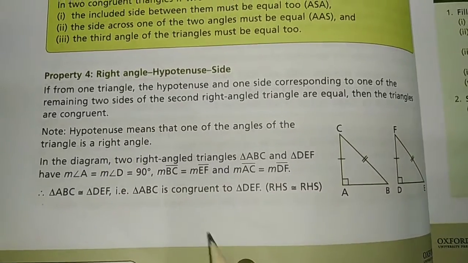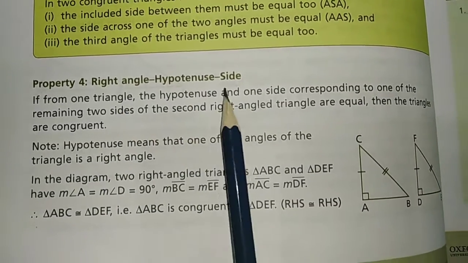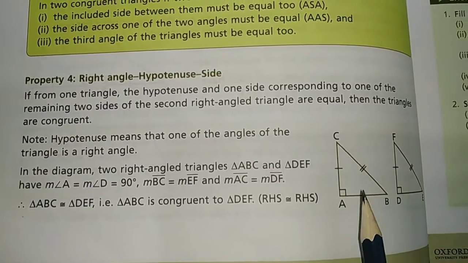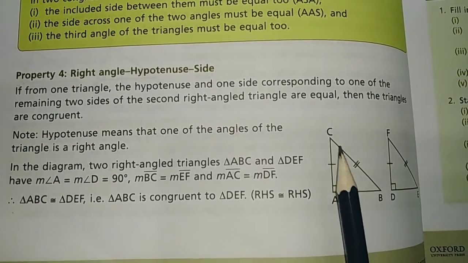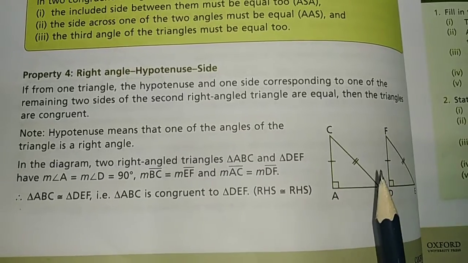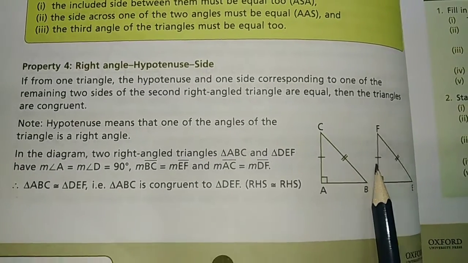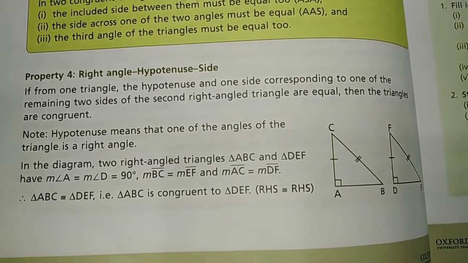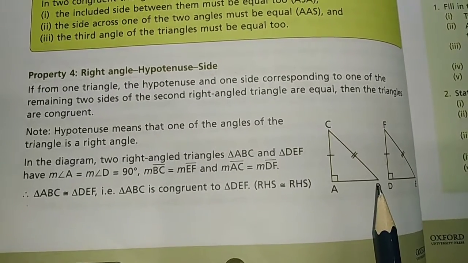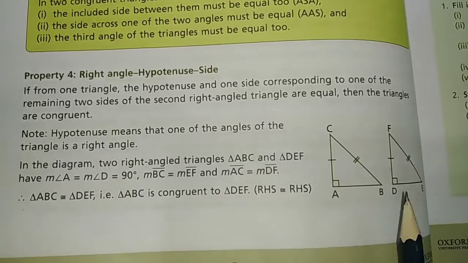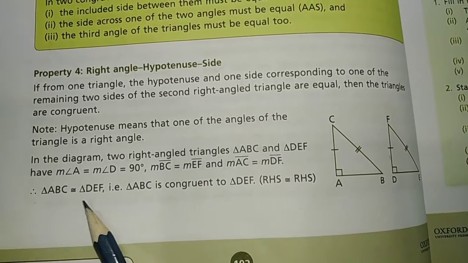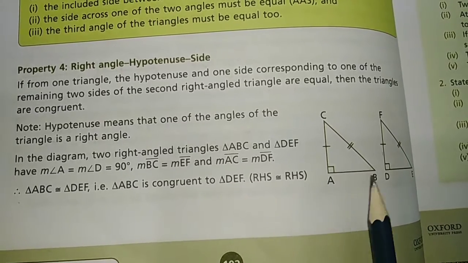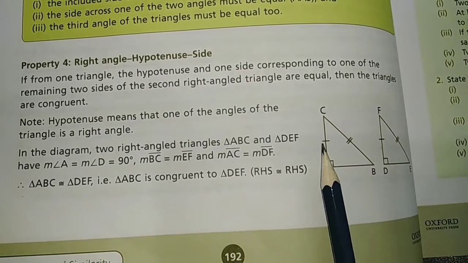The last property is property number 4, that is right angle hypotenuse side. If the hypotenuse and one side of one right angle triangle are equal to the hypotenuse and one of the remaining two sides of the second right angle triangle, then these triangles are congruent. So hypotenuse means that one of the angles of the triangle is a right angle. So RHS. So triangle ABC is congruent to triangle DEF by the property of RHS, that means right angle hypotenuse side.